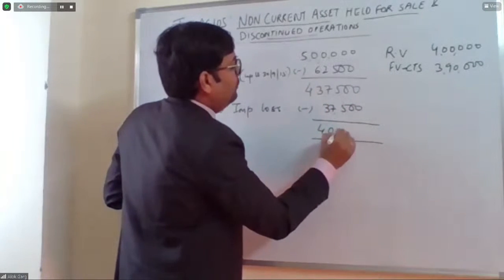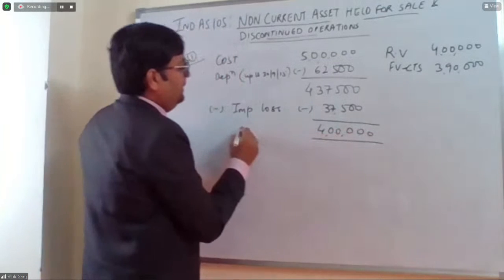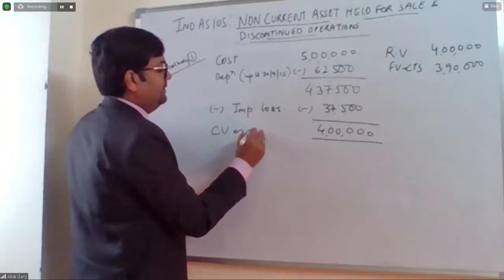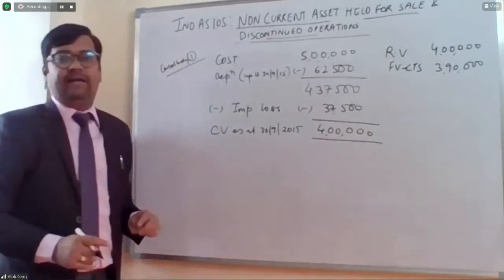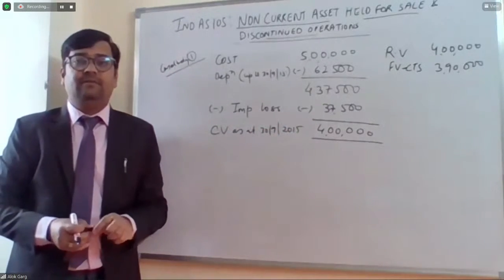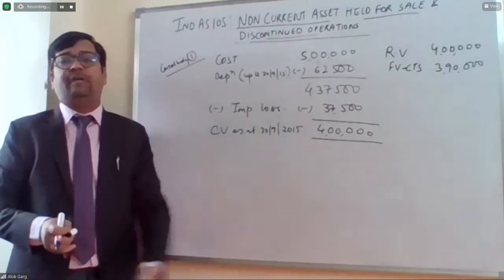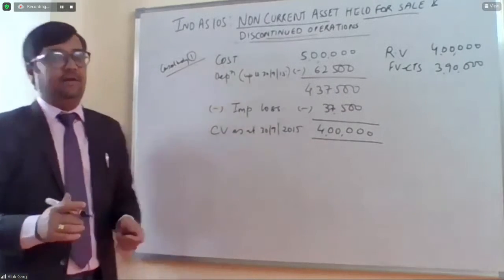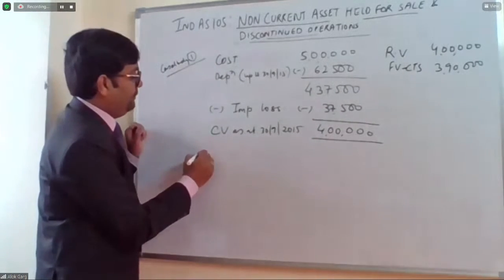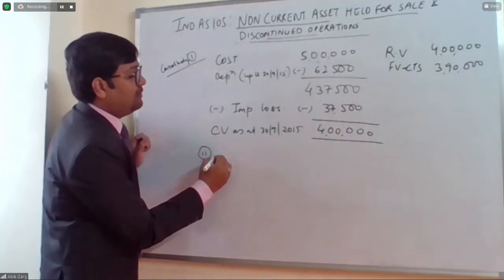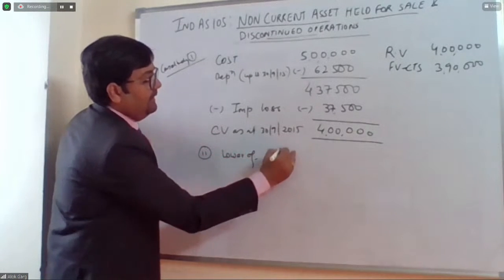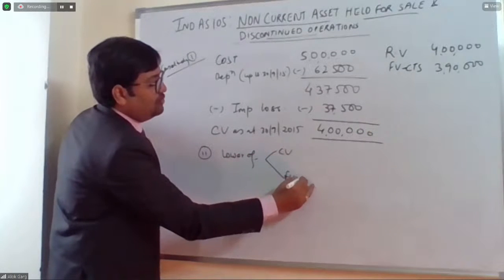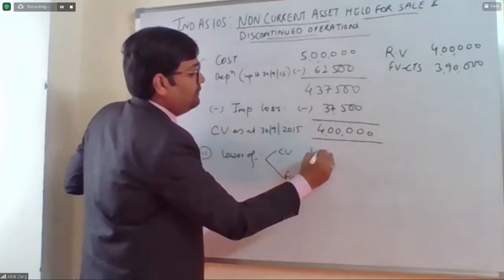And the carrying value as per IND AS 16, the carrying value as at 30th 9/2015, will be 4 lakh. Am I right? So this is the carrying value before reclassification as held for sale. Now, step 2. What is fair value less cost to sale? It is the lower of 2: carrying value and fair value less cost to sale. What is the carrying value? It is 4 lakh.